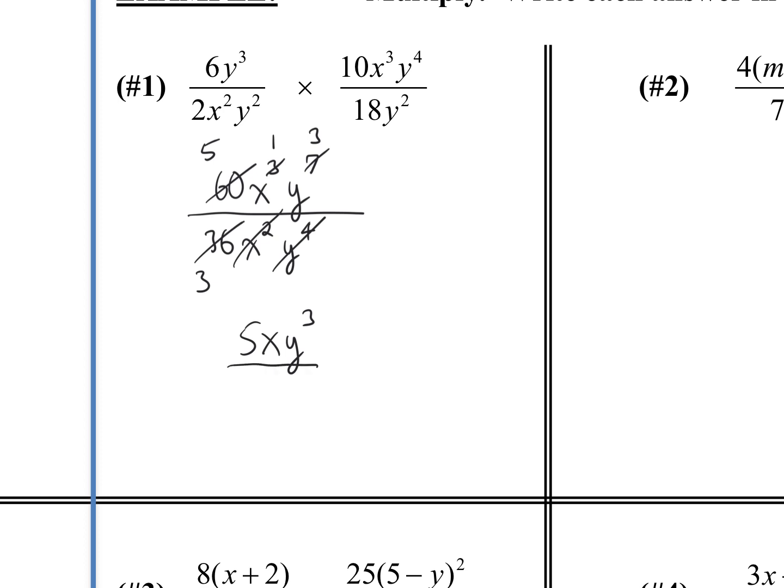Okay, and I forgot to mention the fraction rule, but when we multiply fractions, you multiply straight across, okay? Straight across the top, straight across the bottom, and then you simplify, okay? All right, number 2.